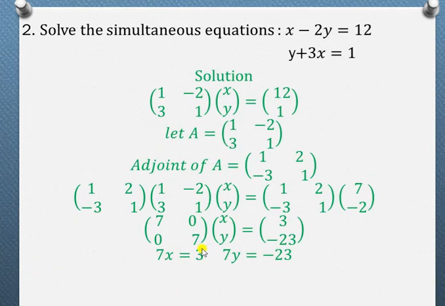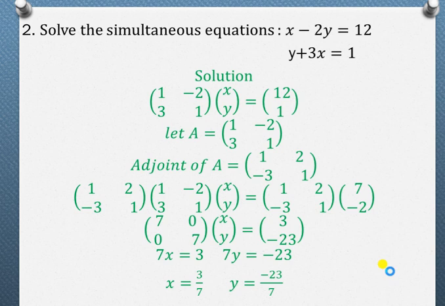So this is supposed to be 3, not 311 as we had seen earlier. Allow me to make that adjustment. Then this is going to be 7y equals negative 23, which now can be solved. If we solve these two equations, this will give us 3 out of 7 as the value of x, and when we solve this, it will give us negative 23 out of 7 as the value of y, as you can see here below. So that is basically the concept of solving simultaneous equations using the matrix method.